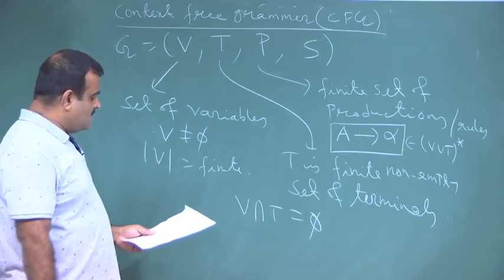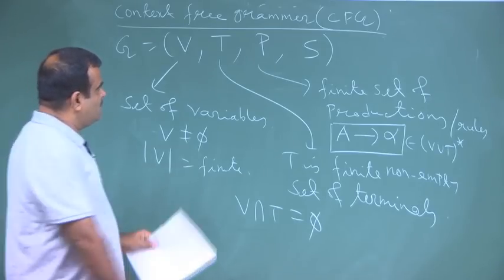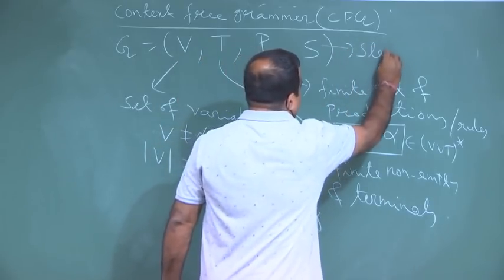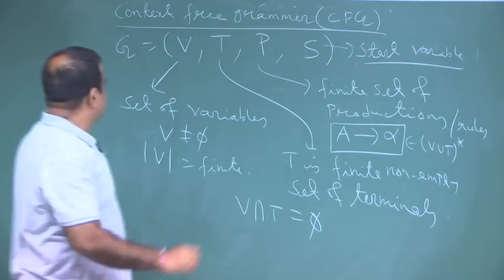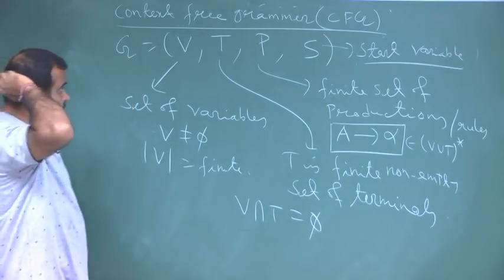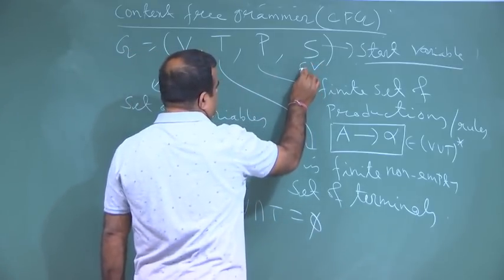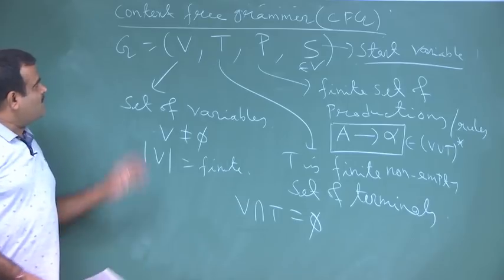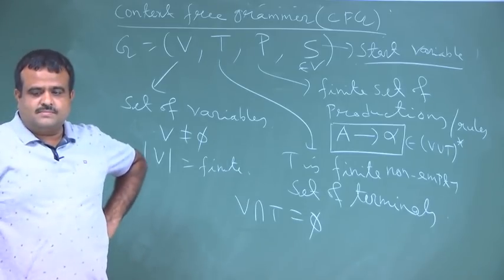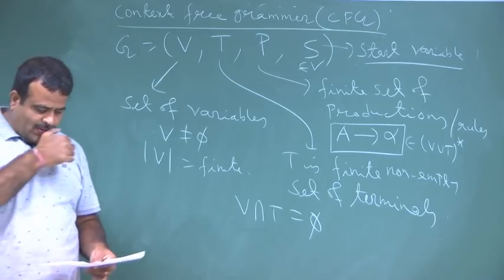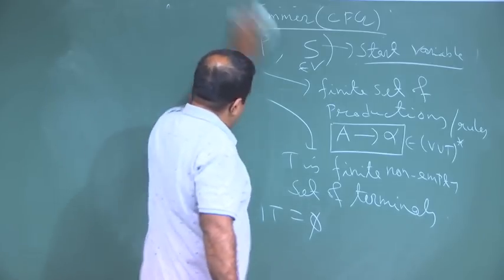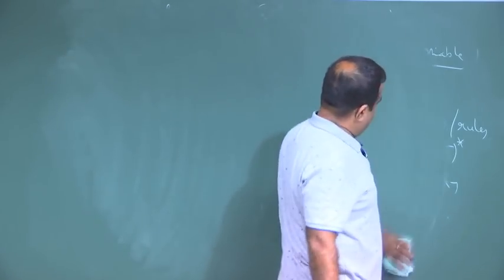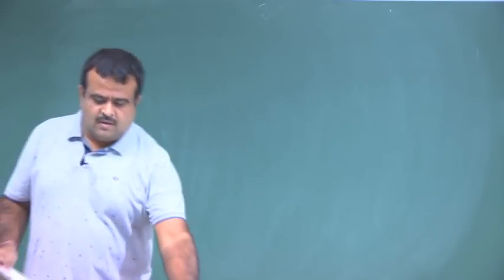And S is a special variable which is called the start variable. S belongs to V, which is the start variable. This 4 tuple is called a context free grammar. Okay. So, we will take an example of a context free grammar, then it will be more clear.